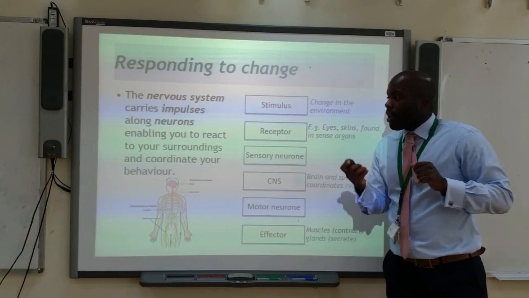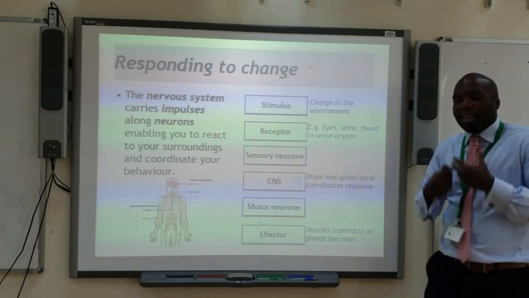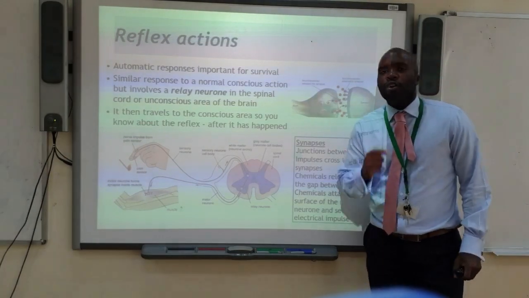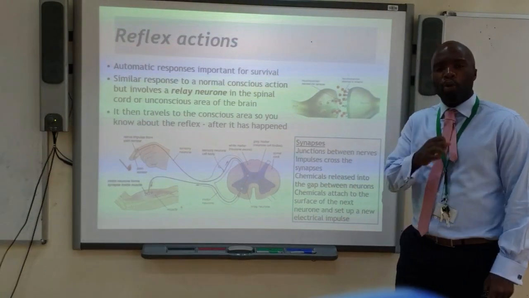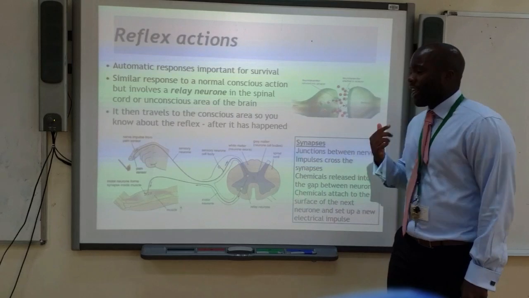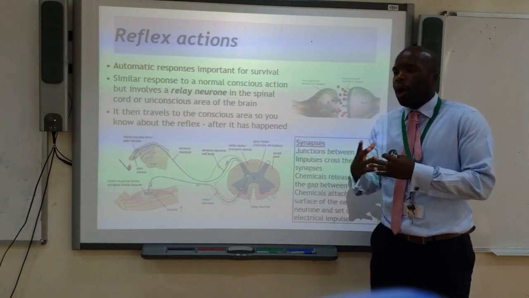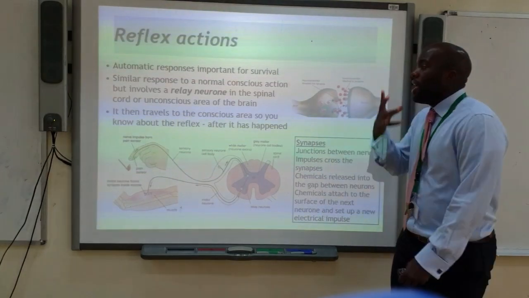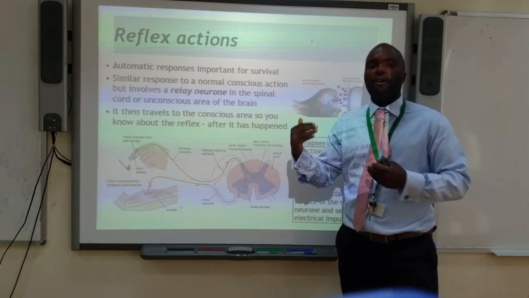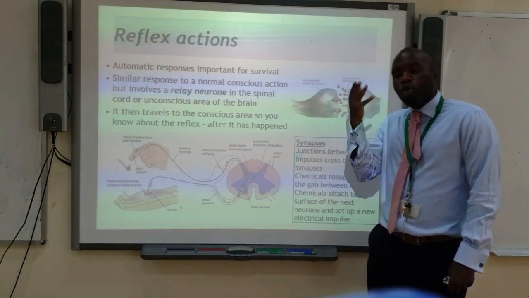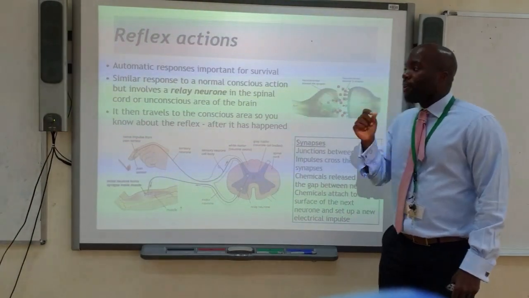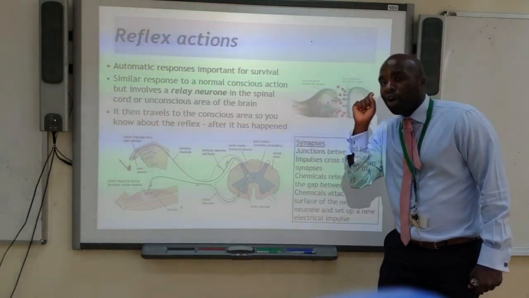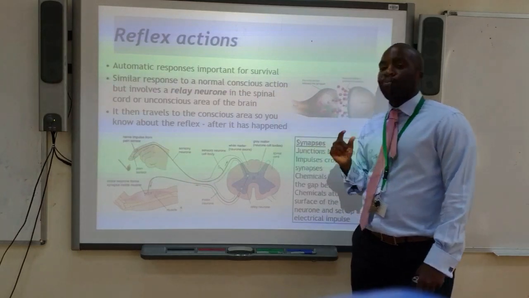Now, what we're looking at is our behavior. How do we coordinate our response? We want to now look at a reflex action. Reflex actions are very important in terms of the nervous system. Reflex actions can prevent us from undergoing harm, or they can help us with survival. Now, reflex actions, in terms of the pathway they take, are similar to our normal conscious actions. The only difference is they involve a relay neuron in the spinal cord or an unconscious part of the brain.